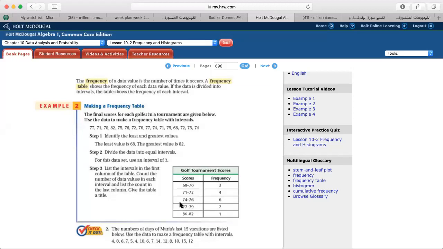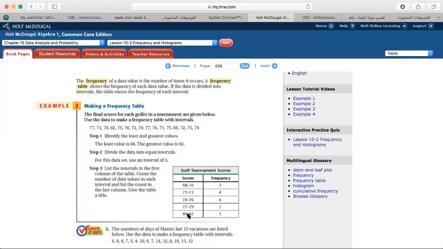After 76, I have a new interval: 77, 78, 79. This dash shows that it is from 77 to 79, which means that 78 is included also. After 79 comes 80, 81, 82. It is represented by the dash, 80 to 82, which means that 81 is included also.